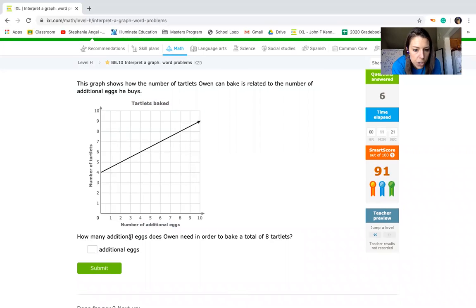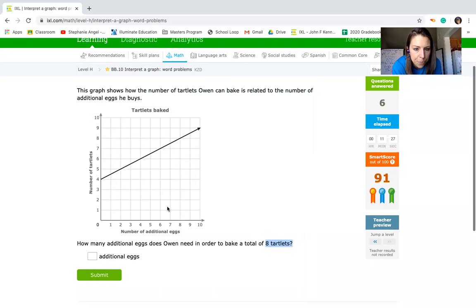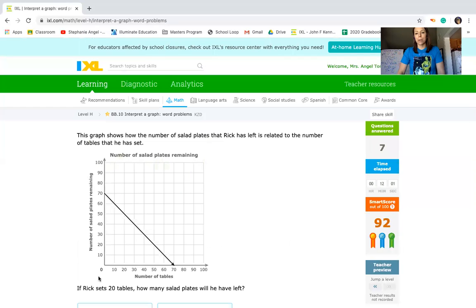So let's see, how many additional eggs does Owen need in order to bake a total of 8 tartlets? So we're going to 8 tartlets. Does the x-axis represent tartlets? No, that doesn't represent tartlets. The y-axis represents tartlets. So we go up here to 8 tartlets and trace it over to the graph and then trace it down. So it looks like to make 8 tartlets, Owen needs to buy 8 additional eggs. Let's see if that's right. Hey, we got it right, and now we're at a SMART score of 92.